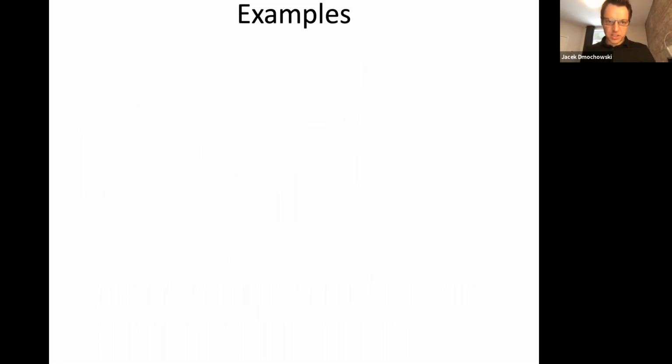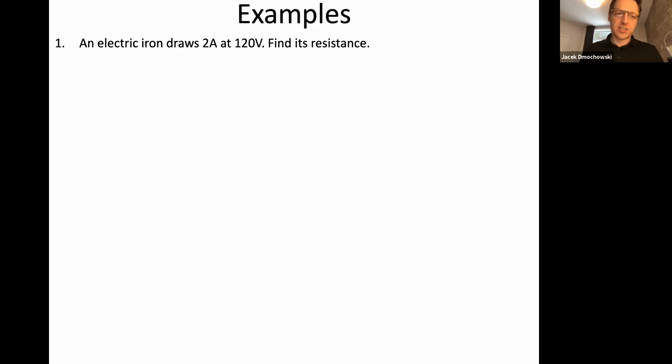Okay, some examples. I'm going to get you guys to try to help me with these. These are very easy. An electric iron draws 2 amps at 120 volts. Find its resistance. Who can tell me the resistance of the iron?